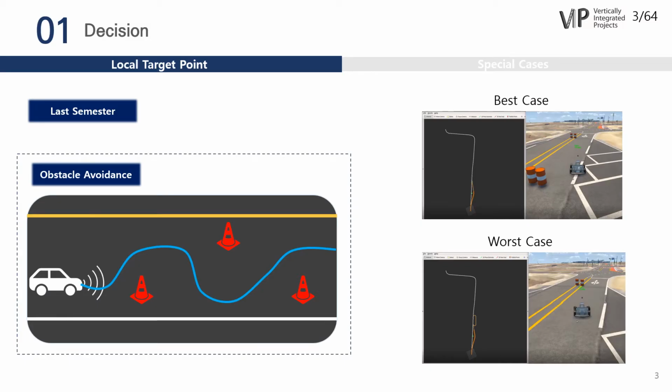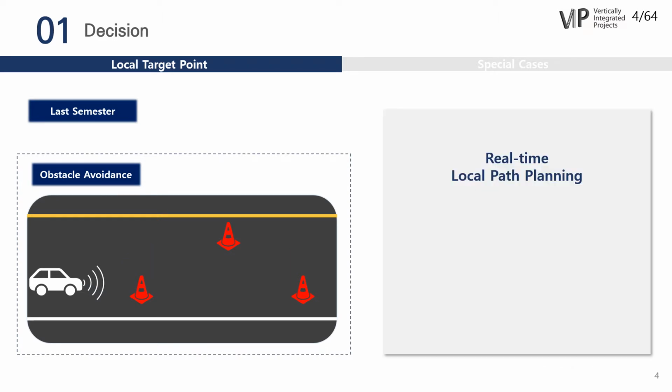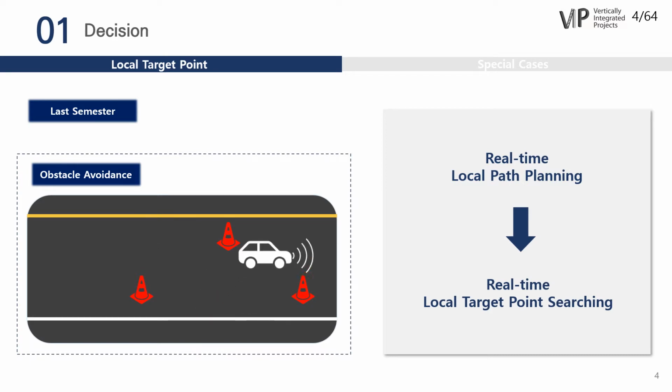Last semester, we implemented real-time rule generation for obstacle avoidance. However, in the case of path generation, the optimal path could not be generated due to various environmental changes and sensor noise. So the path is not created. It has been implemented to avoid obstacles by searching for a target point in real time.